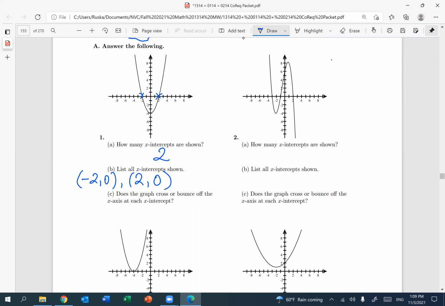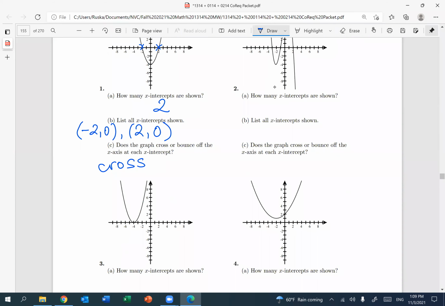Okay. Now we have one more question. Does the graph cross or bounce off the x-axis at each x-intercept? What does that mean? Crossing the x-axis means you just go through the x-axis. Bounce means if I have a graph coming like this and it goes up again. This is how you bounce: you just touch the x-axis and go up again. That's right, somebody answered this question. It crosses the x-axis, so here we're going to write cross.